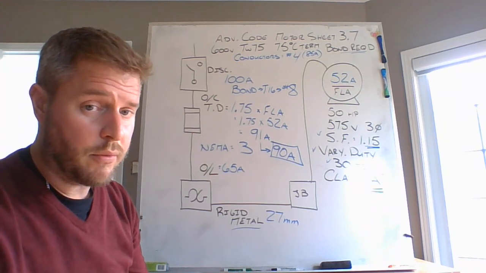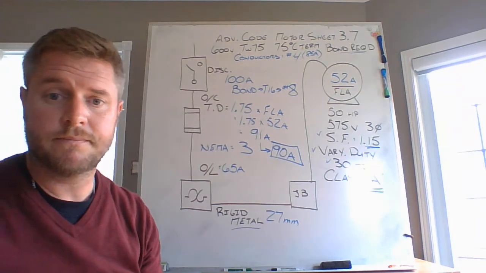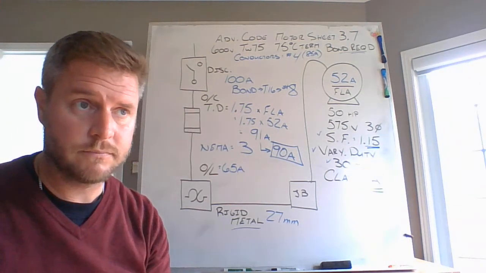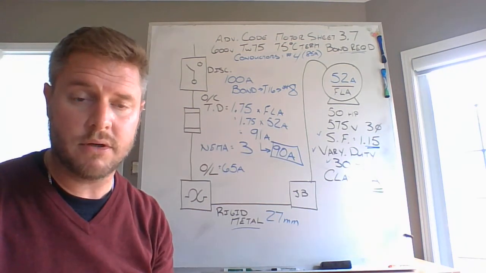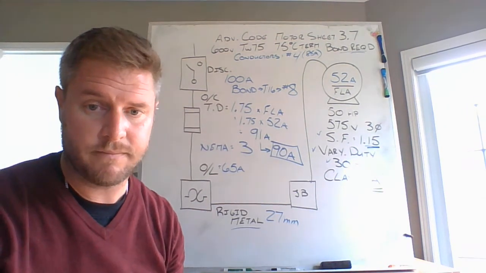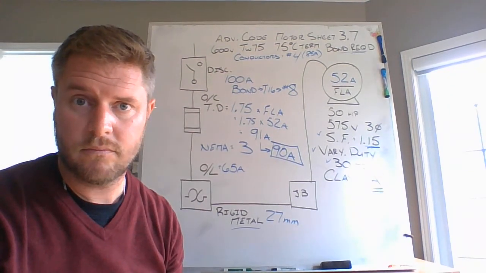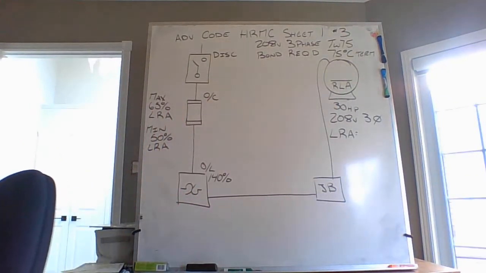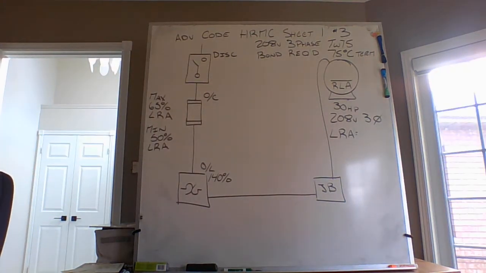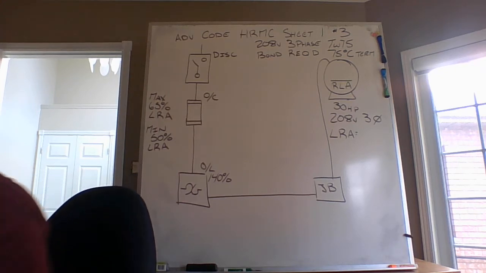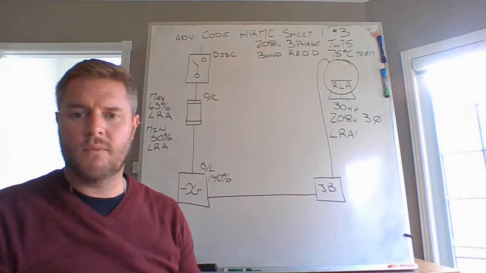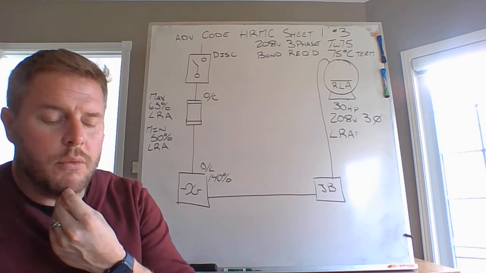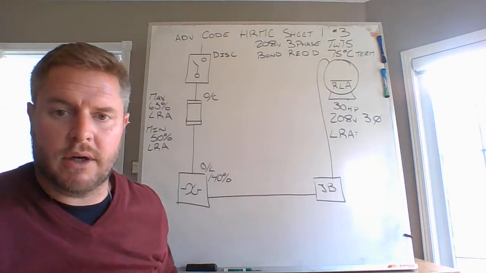The next example that we're going to run through is a hermetic refrigerant motor compressor. So grab a new sheet of paper, get something ready to go. I'm going to come up with another value for a hermetic refrigerant motor compressor so that we're ready to go for one of those calculations. All right, welcome back, guys. We're now going to do a hermetic refrigerant motor compressor calculation.